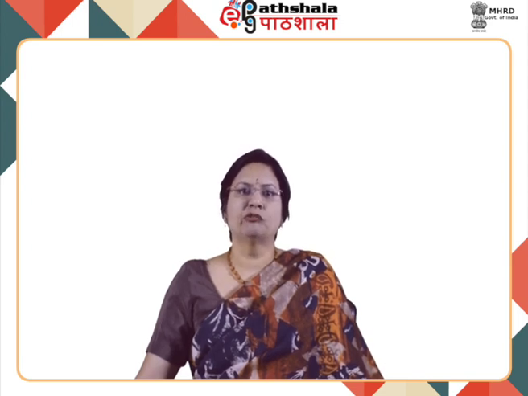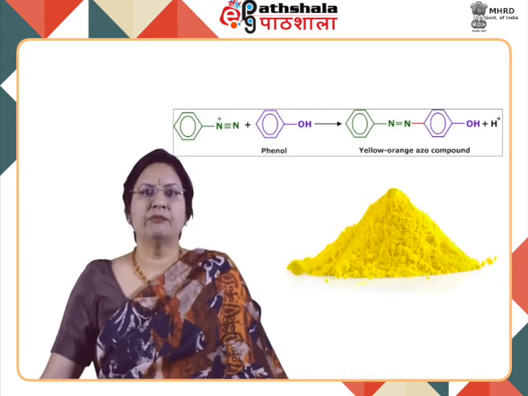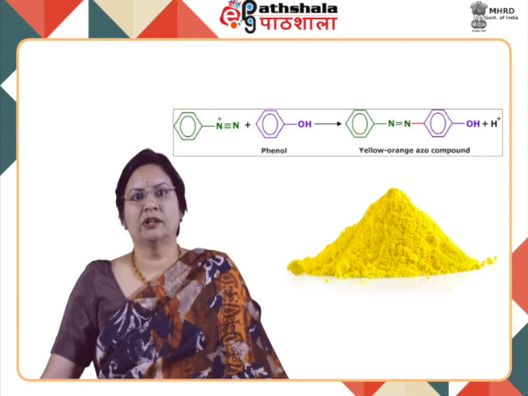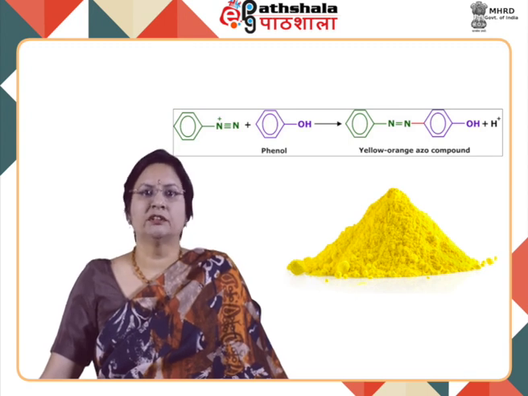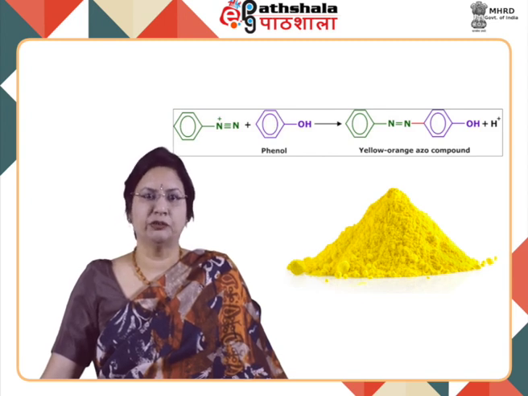Let us consider some of the examples of coupling reactions. First of them is, as you can see here, that benzene diazonium salt and alkaline phenol will give rise to a yellow orange azo compound, which is this phenyl joined to an N=N double bond joined to another phenyl and then OH at the para position.